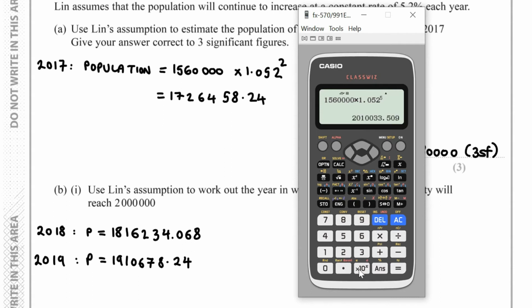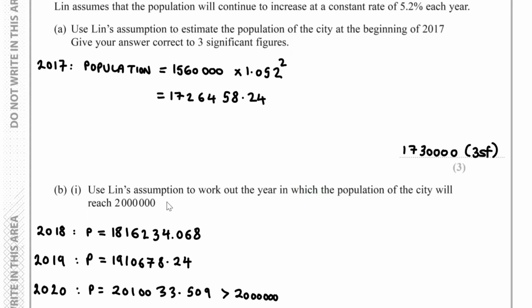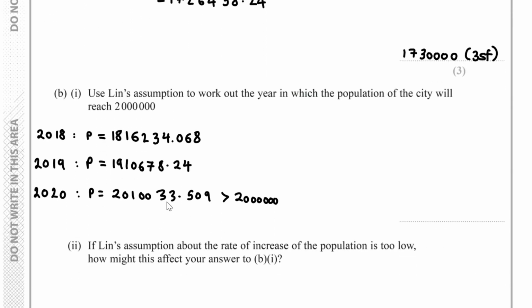That's 5 years on. That is indeed greater than 2 million. So in 2020, the population is equal to 2010033.509, which is greater than the 2 million that was given here. So the year is 2020.